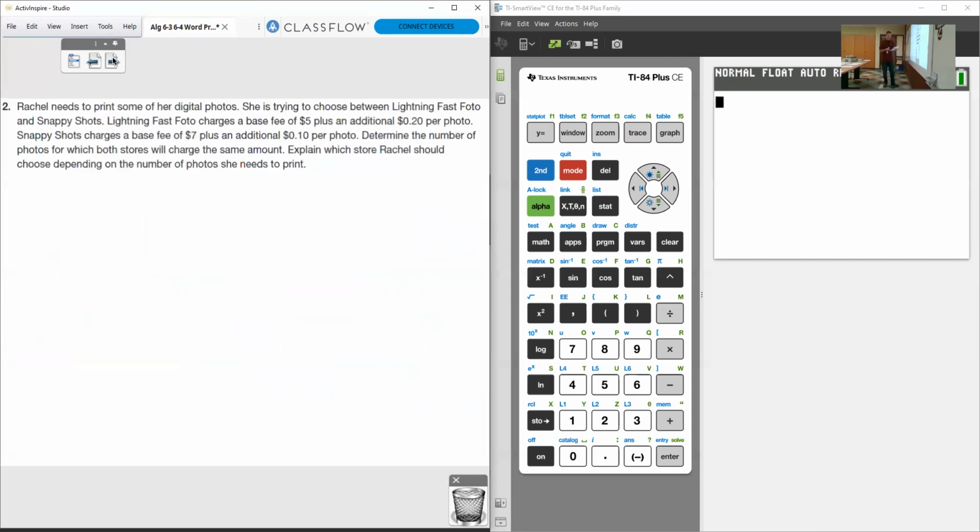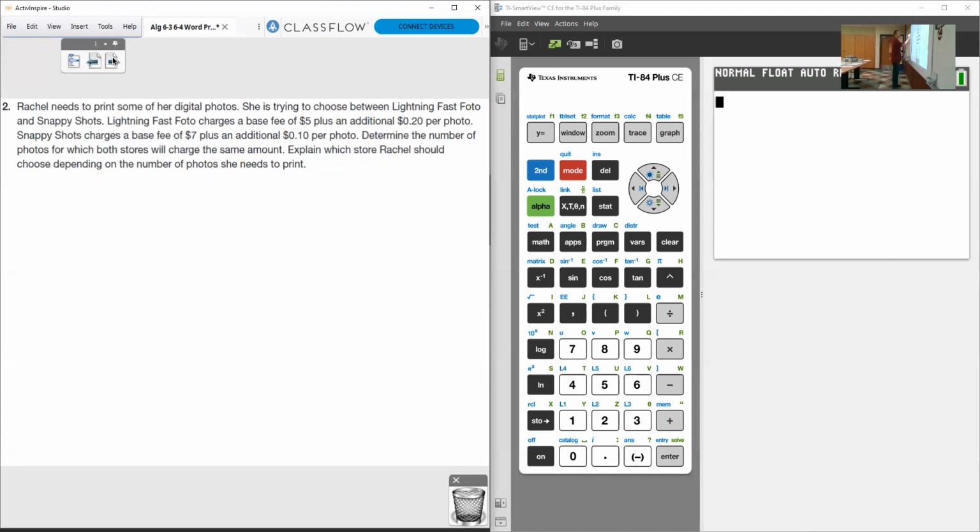Take a look at the second one. Rachel needs to print some of her digital photos. She is trying to choose between Lightning Fast Photo and Snappy Shots. Lightning Fast Photo charges a base fee of $5 plus an additional 20 cents per photo. Snappy Shots charges a base fee of $7 plus an additional 10 cents per photo. Determine the number of photos for which both stores will charge the same amount.